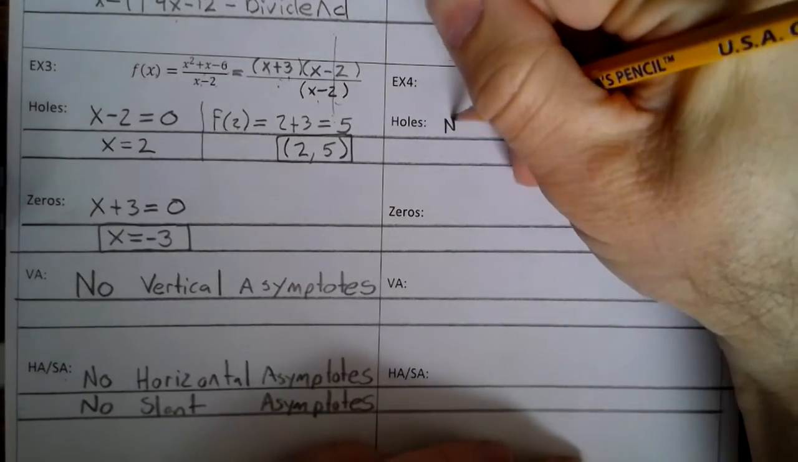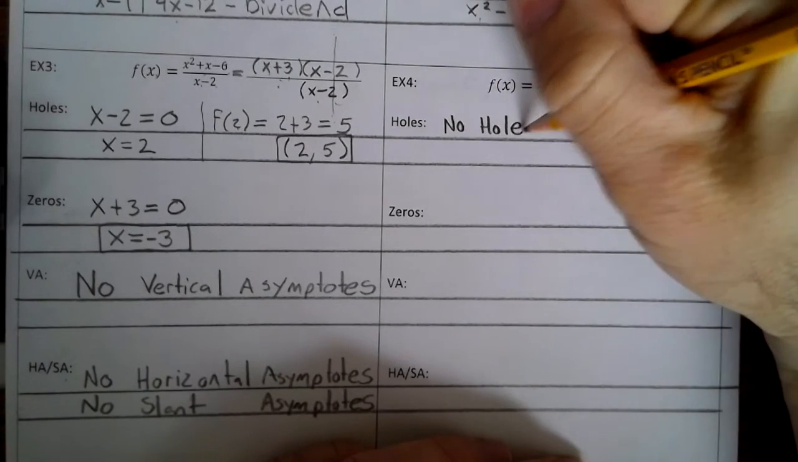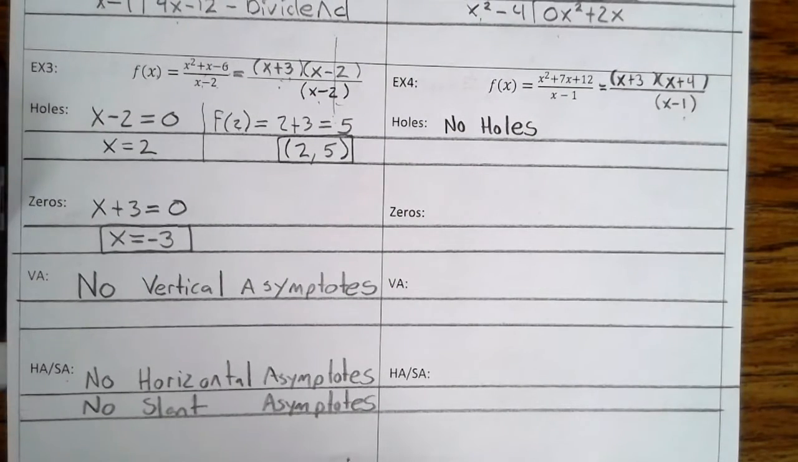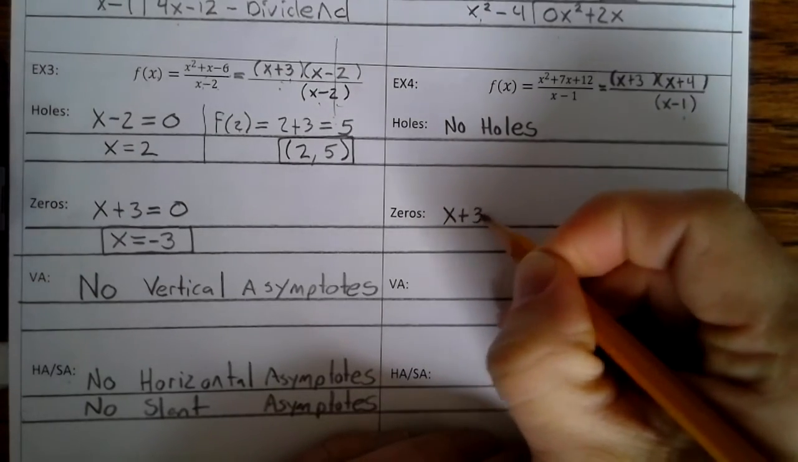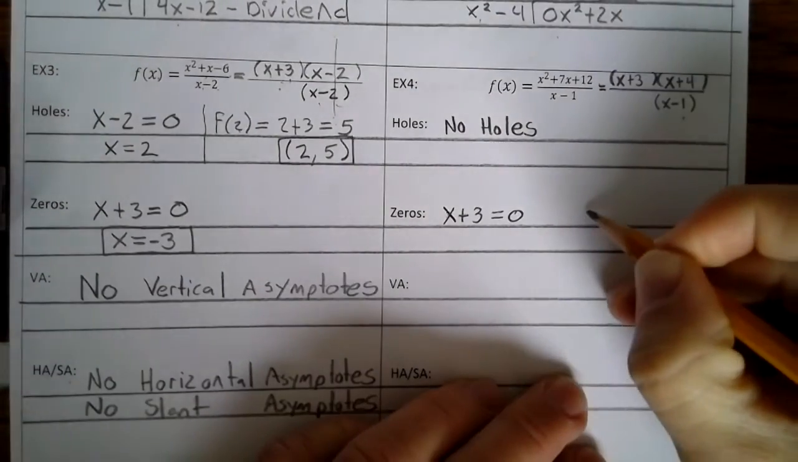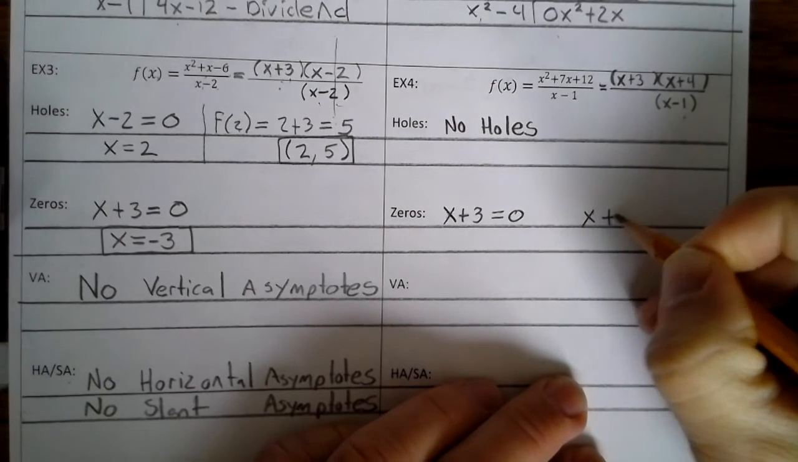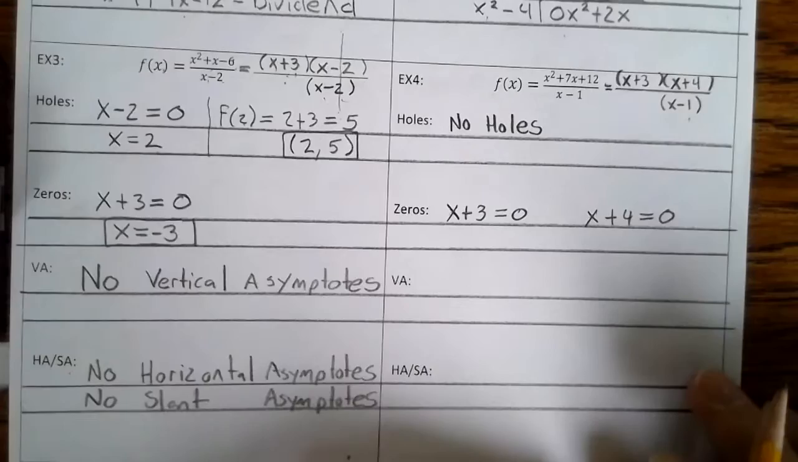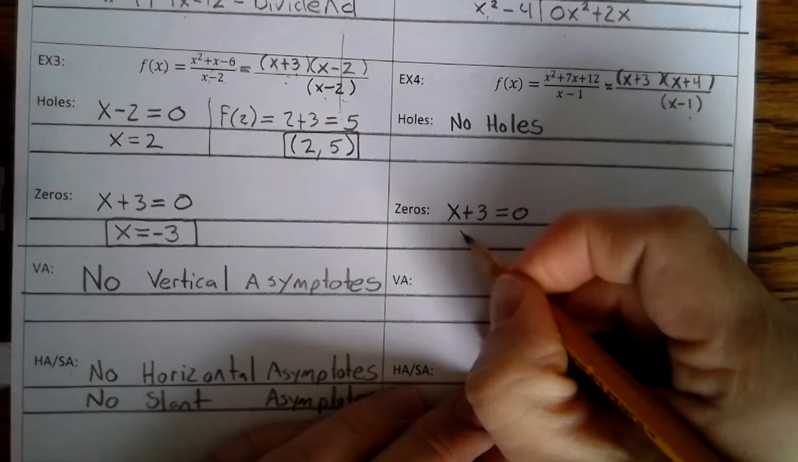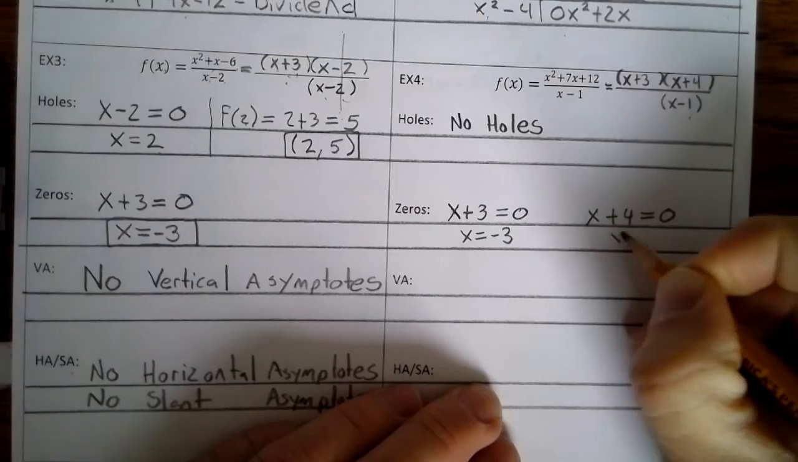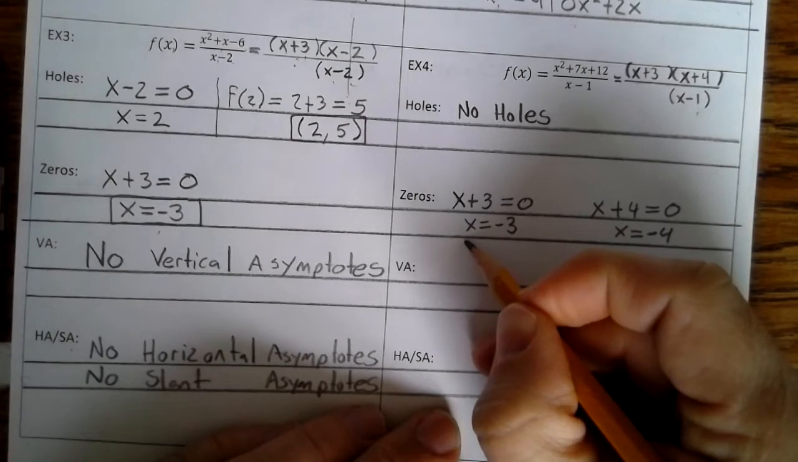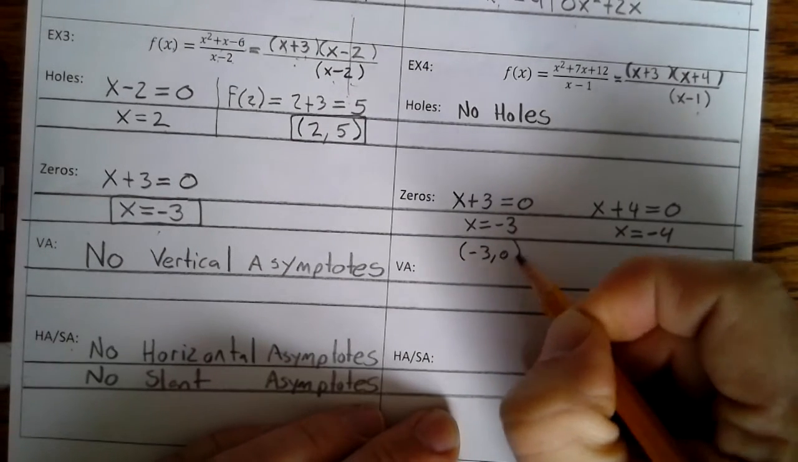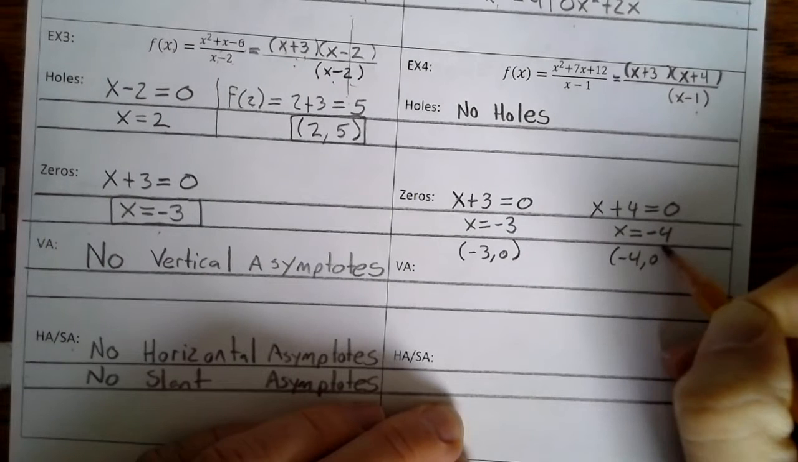All right, so the zeros, you set the numerator equal to 0, so x plus 3 equal to 0, and x plus 4 equal to 0. So x equals -3 and x equals -4. And I forgot to do it in here, but you really need to write it as a point. So -3, 0 and -4, 0. So here we should write this as -3, 0.